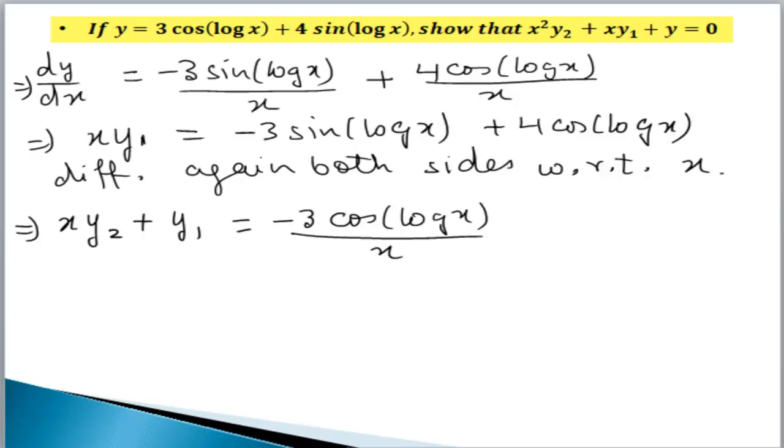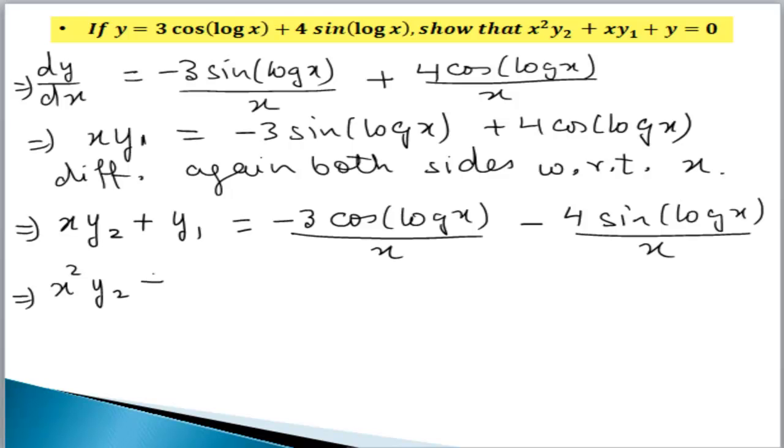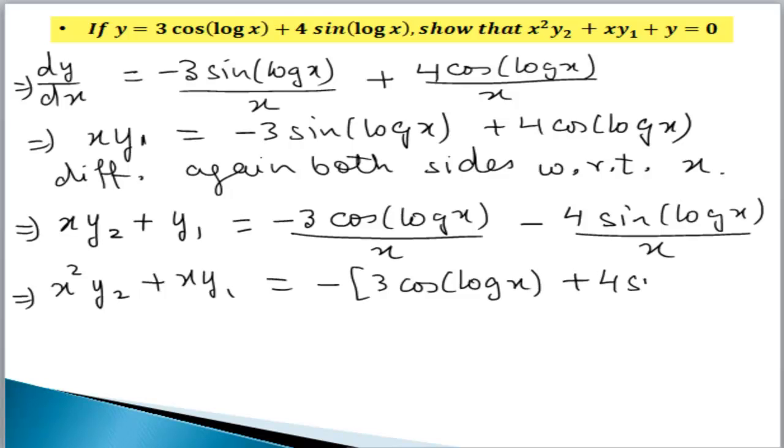Then the next part, it is 4 times cos log x. So 4 into derivative of cos log x, which will be 4 into minus sin log x, and the derivative of log x is 1 over x. Again, you can see the denominators are same. We can multiply the entire equation by x to get rid of these x in the denominator. When we multiply the entire equation by x, we get x square y2 plus xy1 is equal to, over here we can take minus common. So we get thrice of cos log x plus 4 times sin log x.